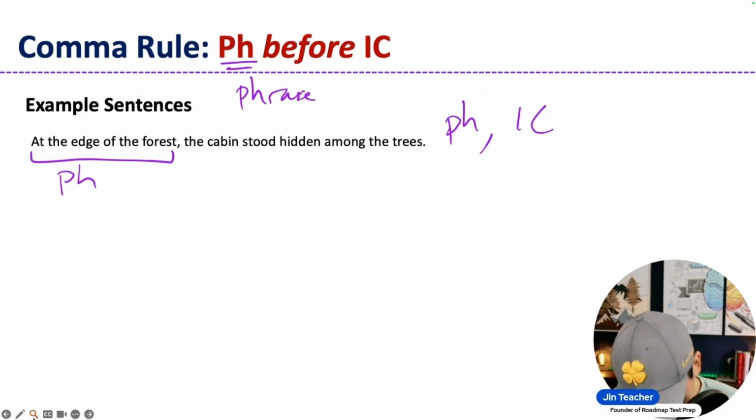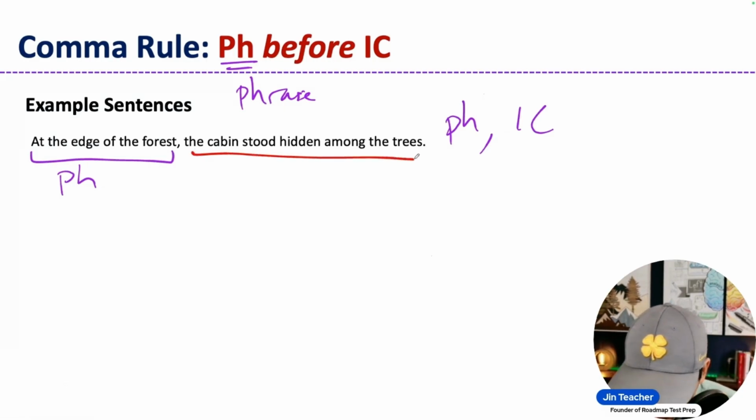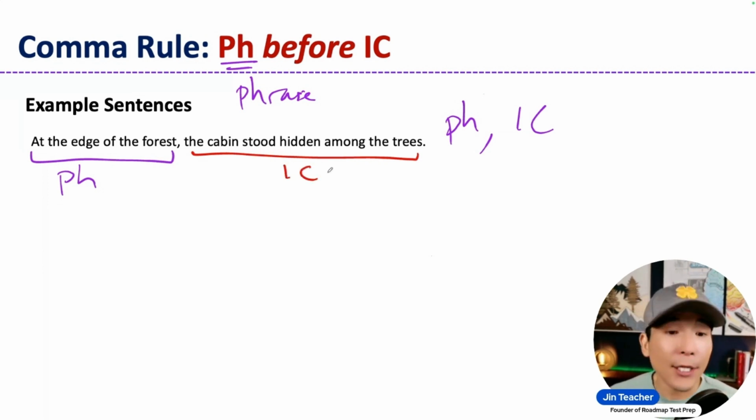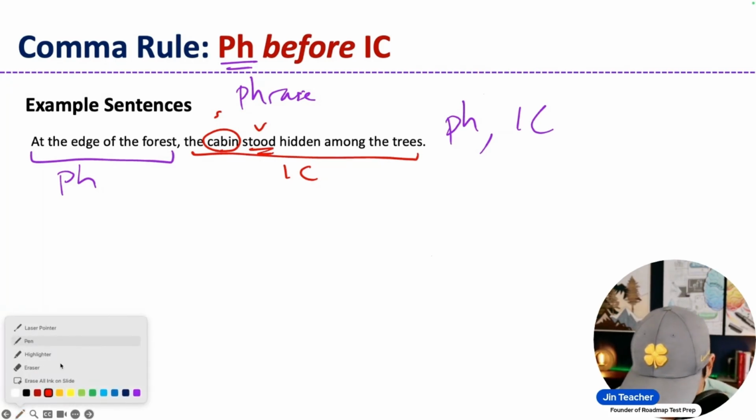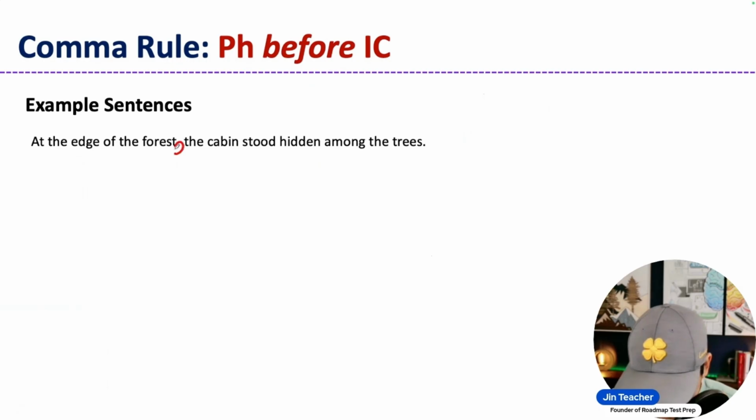And then notice how you have the cabin stood hidden among the trees. This is going to be your independent clause. How do you know this is an independent clause? Because you have the subject cabin, and then you have the verb stood. The cabin stood hidden among the trees is my complete sentence, right? So this is going to be my independent clause. Notice how you have this comma that separates the phrase from the independent clause right here, okay?